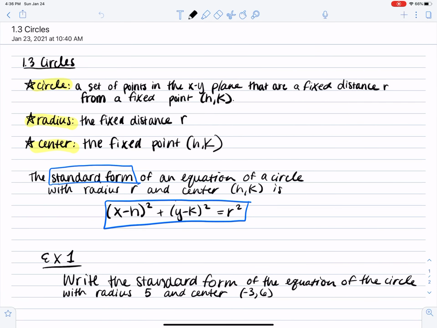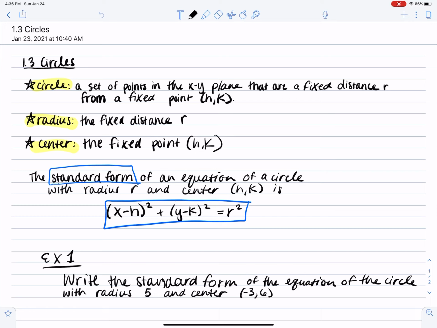All right, today is a review of circles. So this is 1.3. A couple definitions to start with. A circle is a set of points in the xy plane that are of fixed distance r from a fixed point (h, k). So r is the radius, the fixed distance r, and then the fixed point (h, k) is the center of the circle. So those are the vocab words.